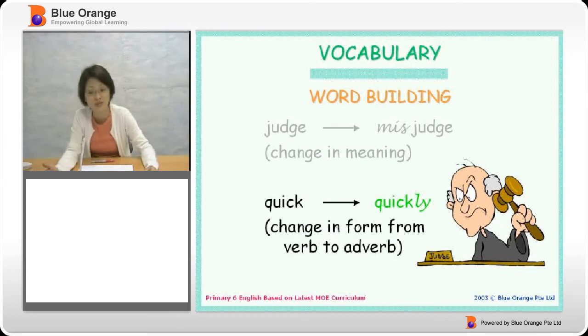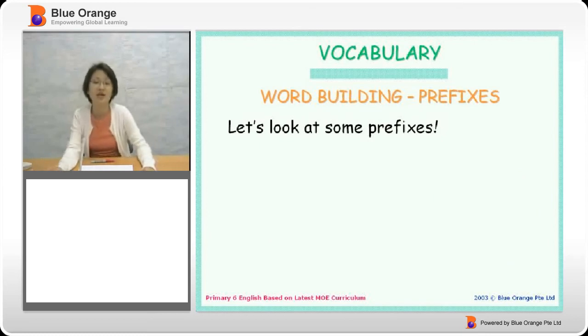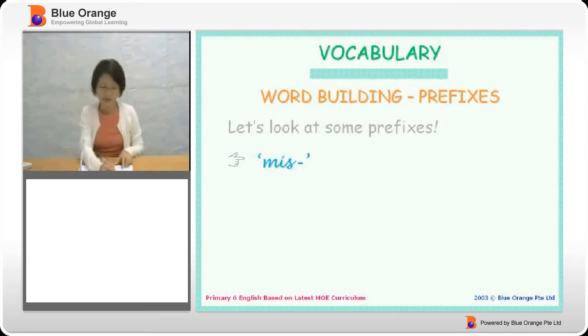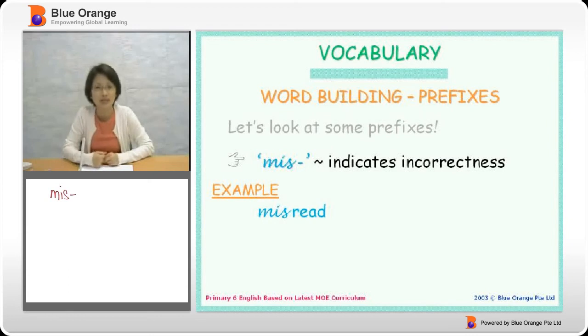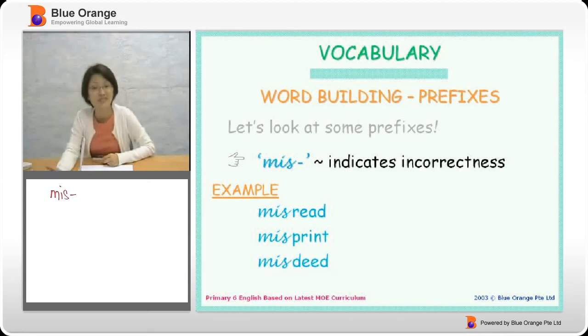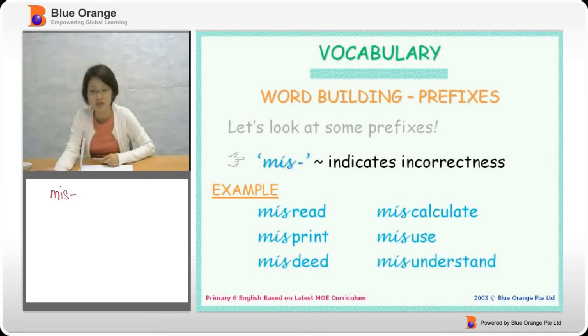Quick, we put a suffix at the back. You change the form from an adjective to an adverb. It becomes quickly. Now let's look at some examples here. Usually mis will mean incorrectness, like misread, to read wrongly. Misprint, to print wrongly. Misdeed, to do something wrongly. Miscalculate, calculate wrongly. Misuse, use wrongly. Misunderstand, understand the wrong thing.